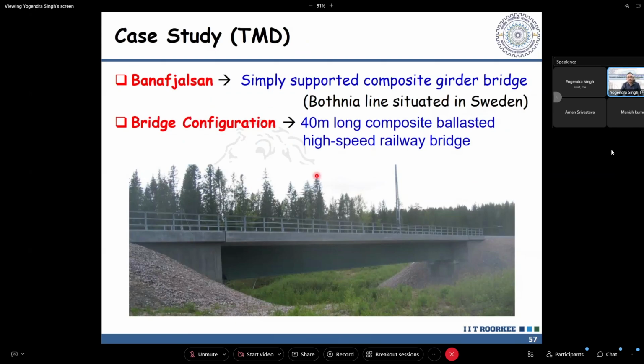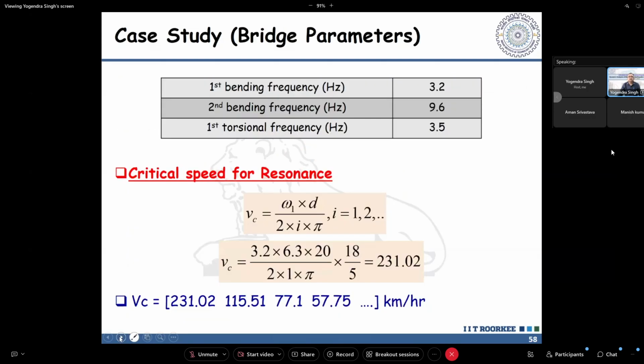So I have a few case studies. This first case study is of one bridge which is 40 meters long, composite. It is ballasted and high speed. This is to be evaluated and retrofitted for high speed railway. So what we see is that the first bending frequency is 3.2 hertz, the second bending frequency is 9.6, and the torsional frequency is 3.5 hertz. So the critical speed can be calculated like this, which comes up to 231 kilometer per hour in this case. So the critical speed at which it can occur will be 231.